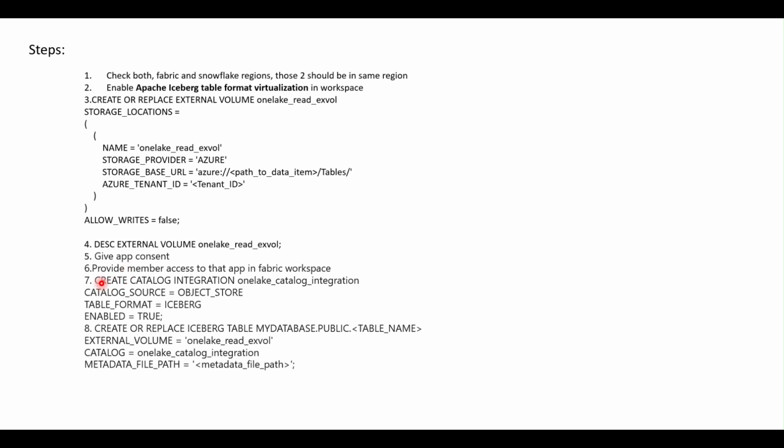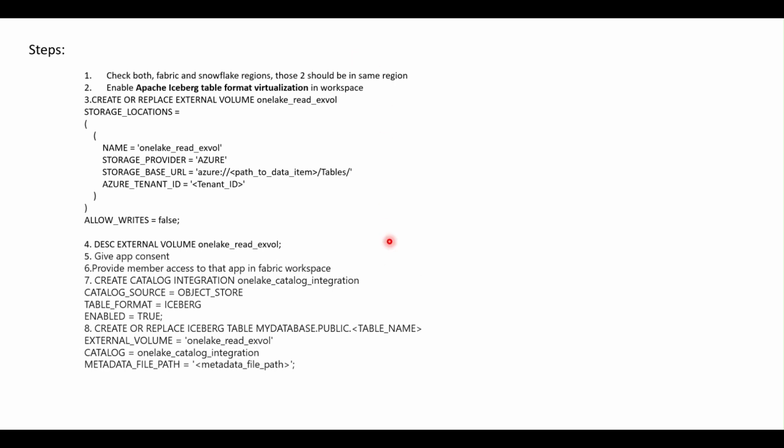And after that we need to create a catalog integration in our Snowflake. Once we create that, we will create the Iceberg table. Whatever table you want to access in your Snowflake, you have to create that table in your Snowflake. Once you create that, you will be able to access your Lakehouse Delta parquet table as a Snowflake Iceberg table in Snowflake. We will see that practically today.